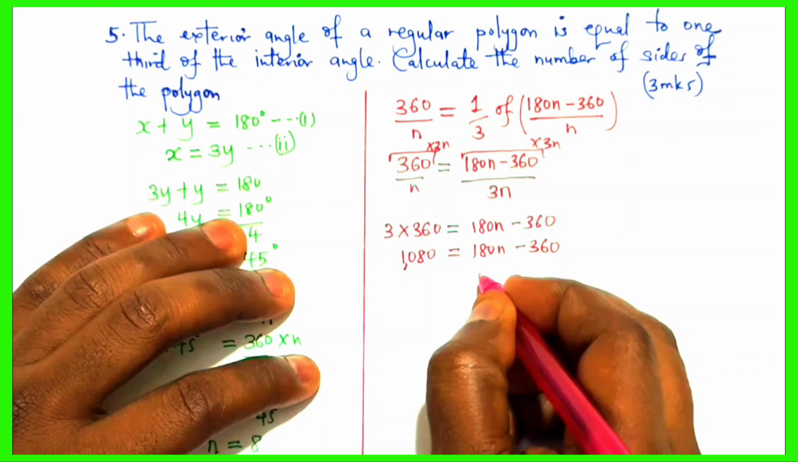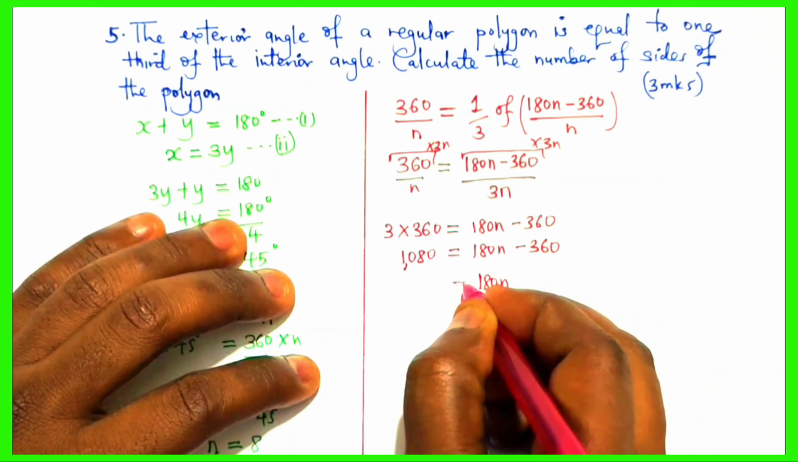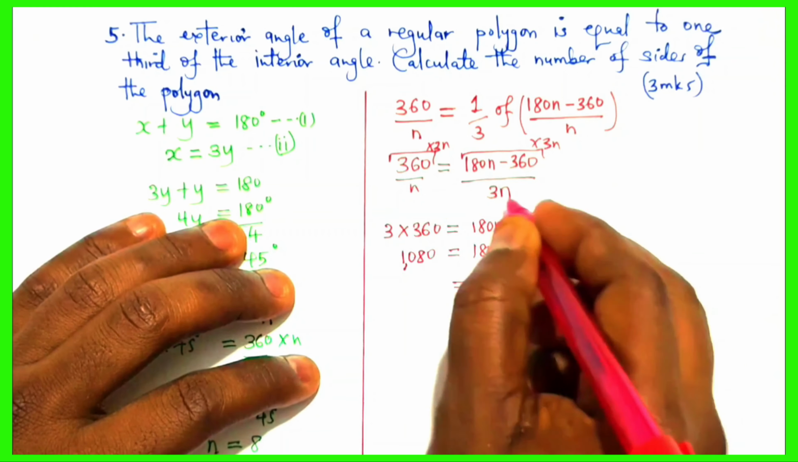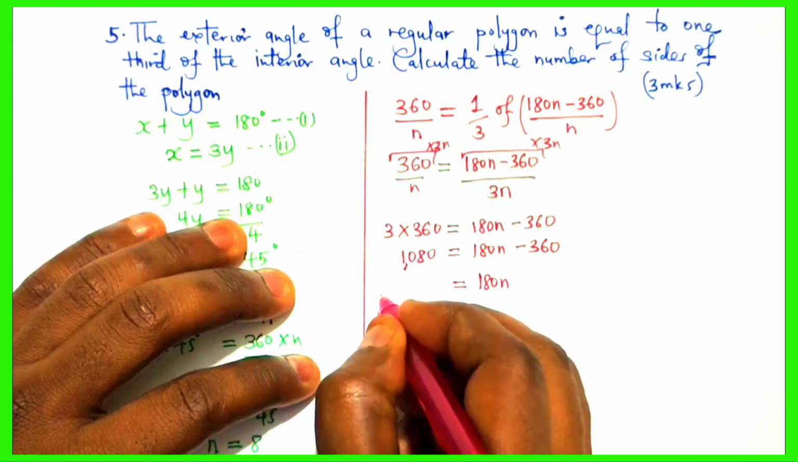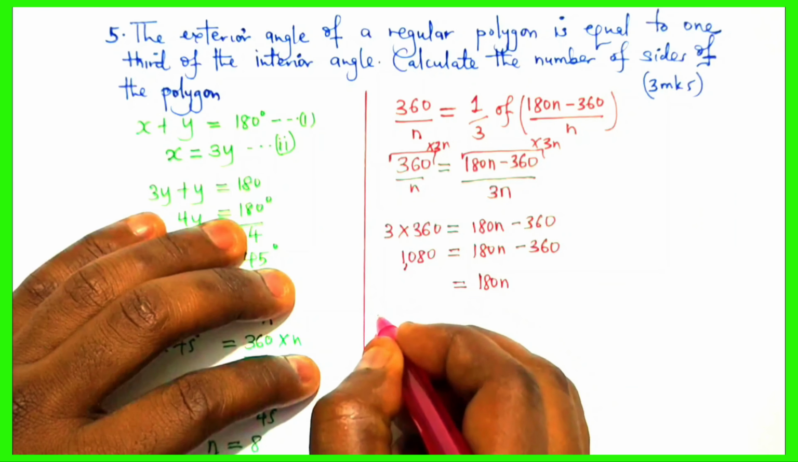And therefore, 180n will be equal to, when I take this number to the other side of the equal sign, it will become positive. So I'll talk of 1080 plus 360. So therefore, 180n will be equal to the sum of these two numbers, which will be 1440. And then we divide both sides by 180 to get the value of n. So when you divide these two numbers, you're going to get the value of n to be equal to 8.